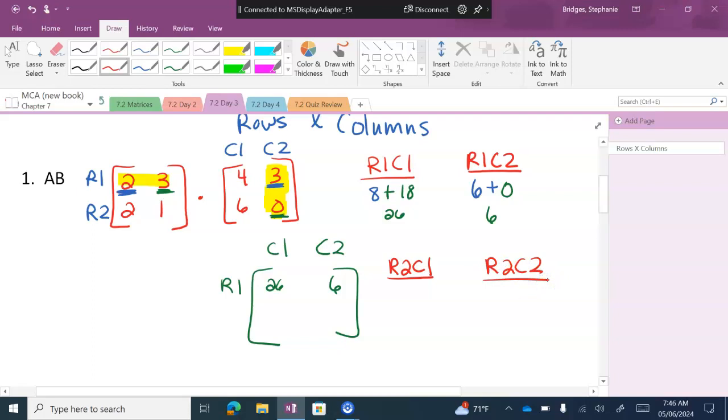Okay, so if I start here again, I like to use my fingers to help keep straight what I'm doing. Starting in row 2, column 1, the first number in each, we're going to multiply.